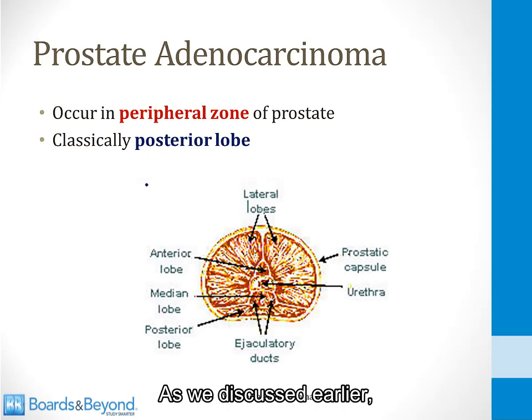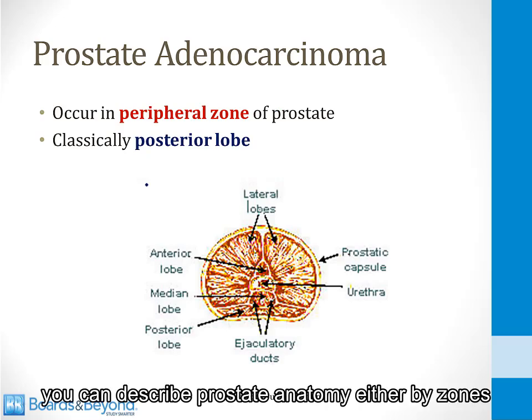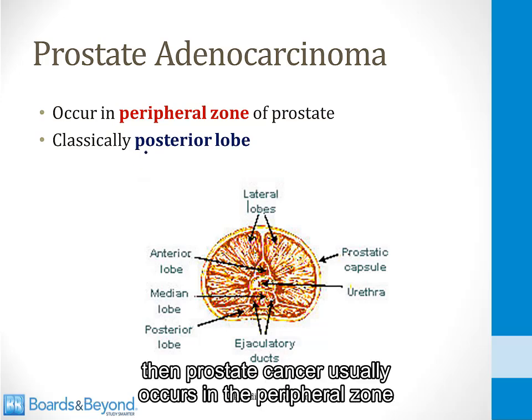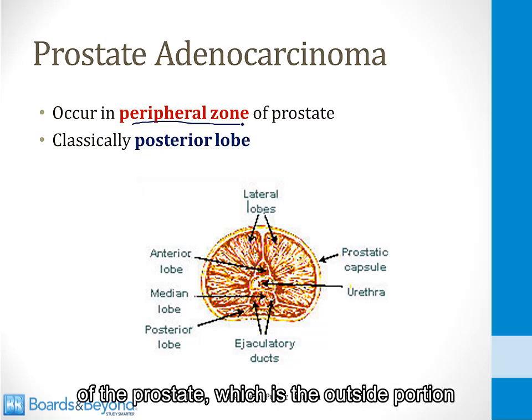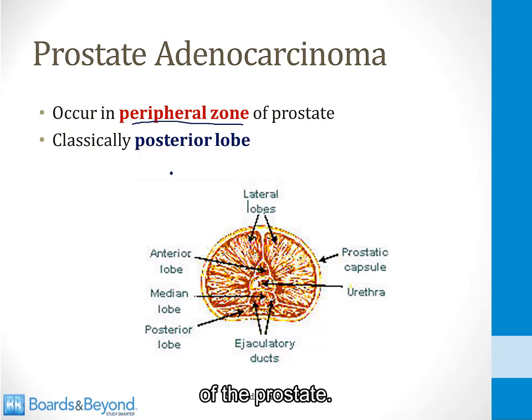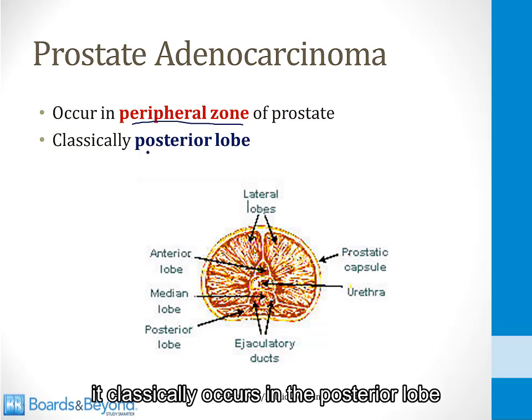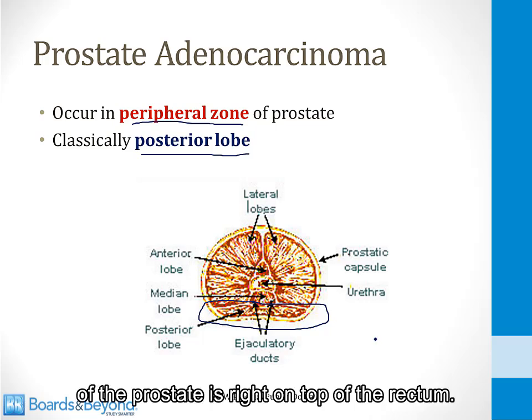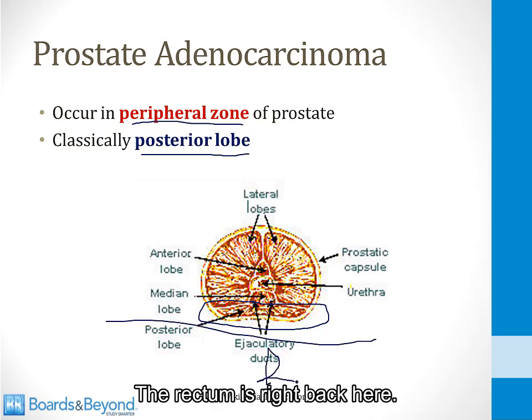As we discussed earlier, you can describe prostate anatomy either by zones or by lobes. If you do so by zones, then prostate cancer usually occurs in the peripheral zone of the prostate, which is the outside portion of the prostate. In terms of lobes, it classically occurs in the posterior lobe, which is this elongated lobe at the back of the gland. And remember, the posterior part of the prostate is right on top of the rectum. The rectum's right back here.